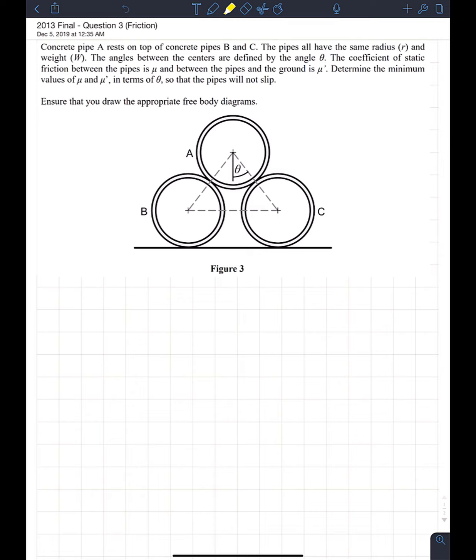So looking at the example, it says, concrete pipe A rests on top of concrete pipe B and C. And we kind of see that in the figure. All pipes have the same radius R and weight W. The angles between the center of the pipes are defined by angle theta. So this one's kind of important, but you can kind of see it. And the coefficient of static friction between the pipes is U. So anything between the pipes is U. And between the pipes and the ground is U prime.